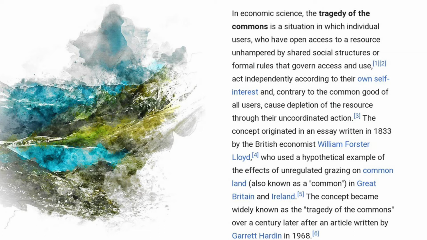The concept originated in an essay written in 1833 by the British economist William Forster Lloyd, who used a hypothetical example of the effects of unregulated grazing on common land, also known as a common, in Great Britain and Ireland. The concept became widely known as the tragedy of the commons over a century later, after an article written by Garrett Hardin in 1968.